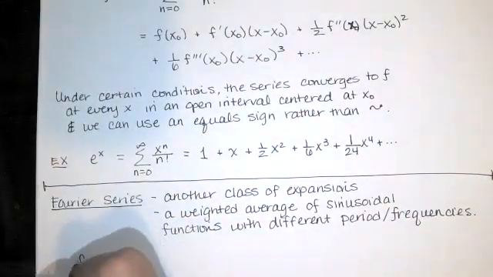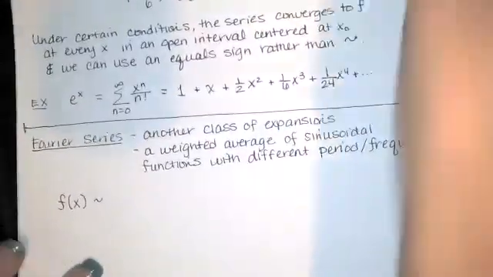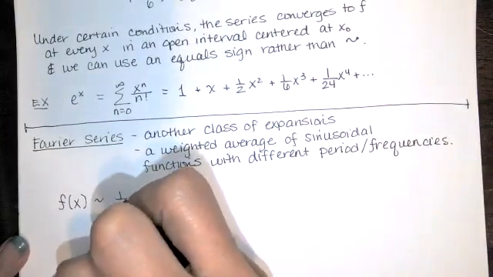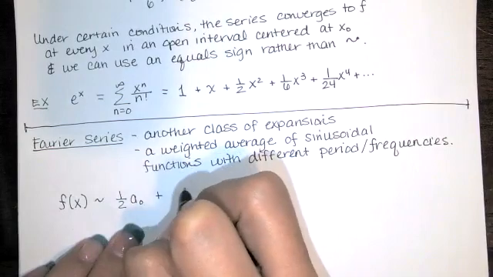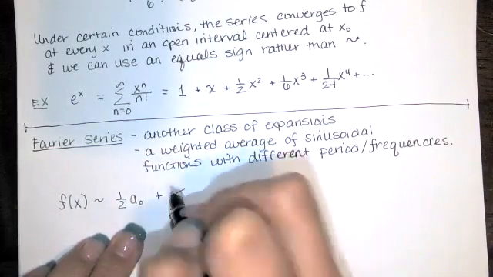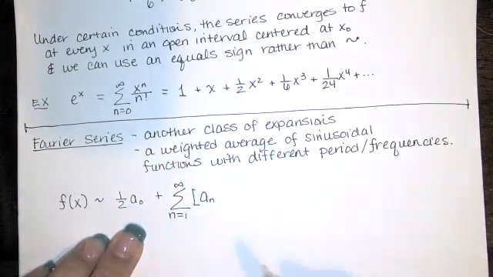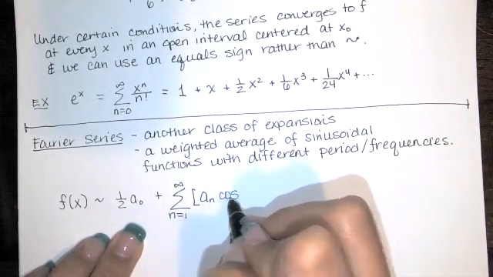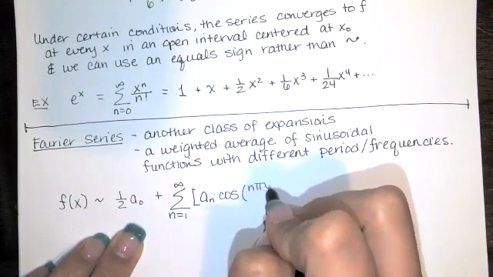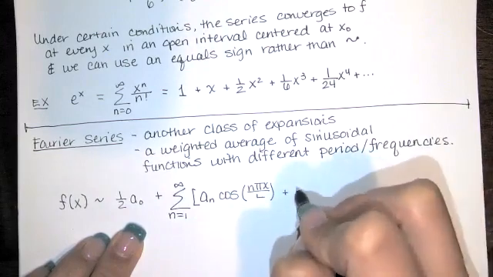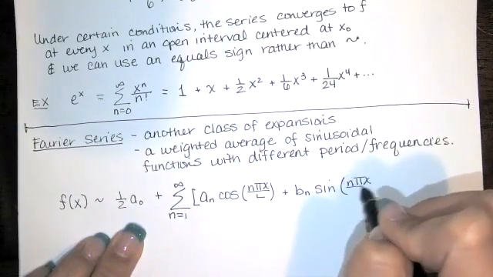So here is the expansion. If you have a function f, its Fourier series is 1/2 of a sub 0 plus the sum as n goes from 1 to infinity of a sub n, that's a constant that we'll be able to solve for, times cosine of n pi x over L plus b sub n times sine of n pi x over L.